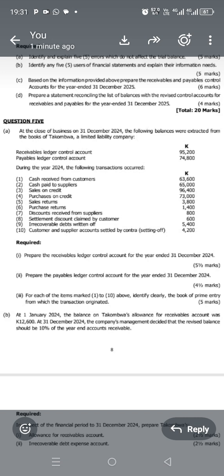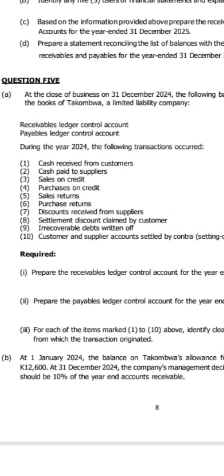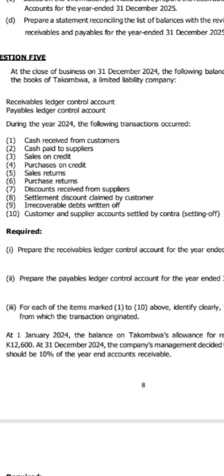So we are being given the receivable ledger control account figure, which is 95,200, as you can see here. For the payables ledger control account, we are being given 74,800. Then they are saying during the year 2024, the following transactions occurred. These are the transactions, as you can see here, 1 up to 10.